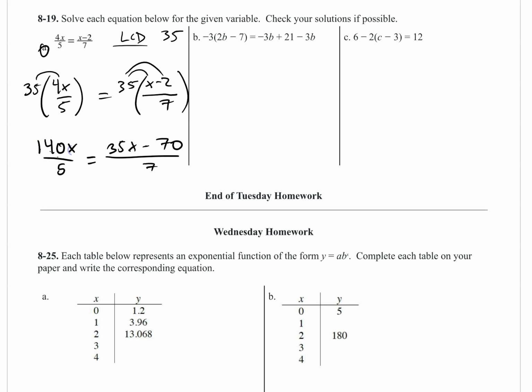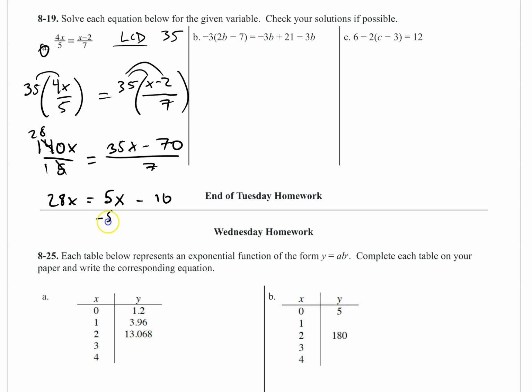So we've got 140x divided by 5. 5 goes into 140. Let's see how many times. 28. 5 goes into itself 1 time. So this is just 28x equals. Then we go over here. 7 goes into 35 5 times. So it's 5x minus. 7 goes into 70 10 times.